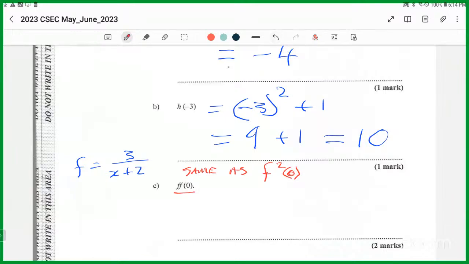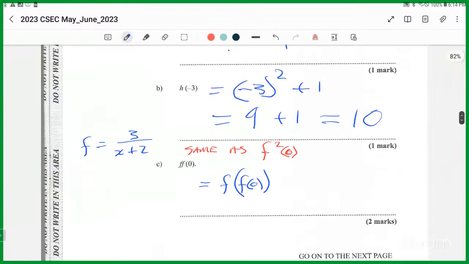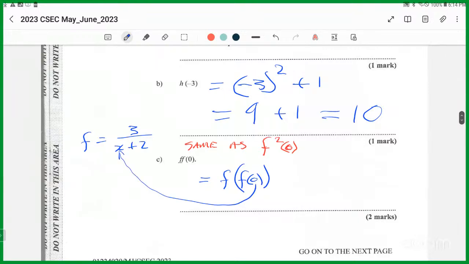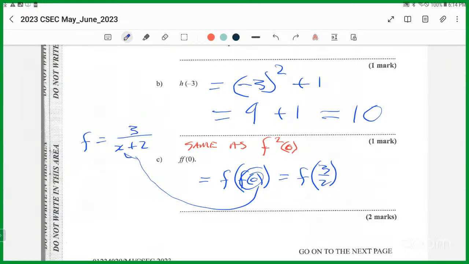The same as this. f of f of 0 means you're going to find the f of 0 first. f of 0 means that you plug in 0 in the f function right there. So it becomes 3 over 2. So f of 0 becomes 3 over 2. We plug the 0 right there. And now we're working on f of 3 over 2. So we're going to put the 3 over 2 right here.